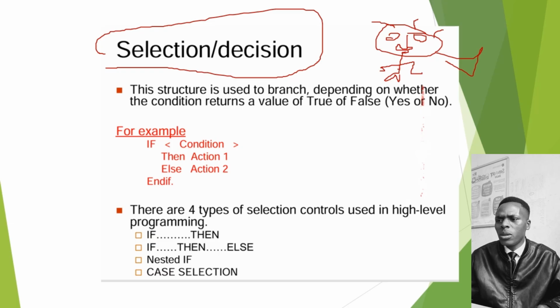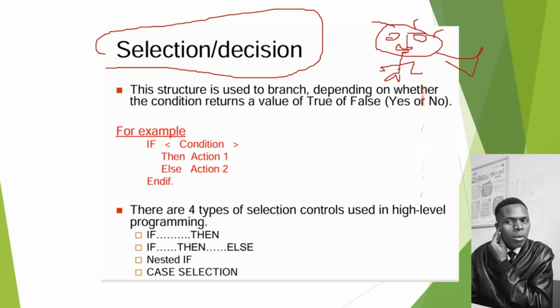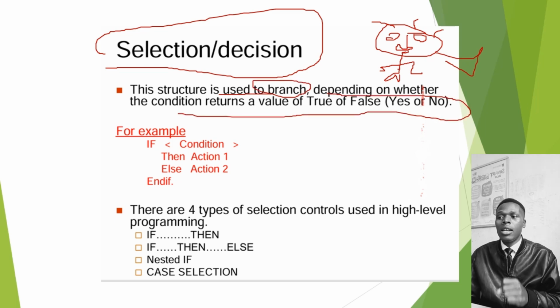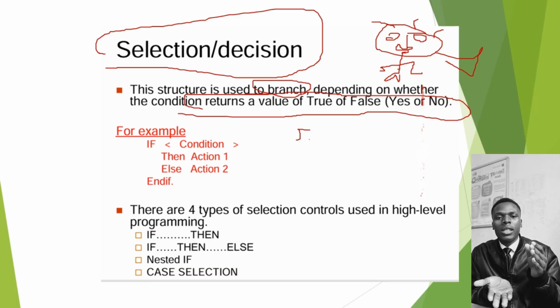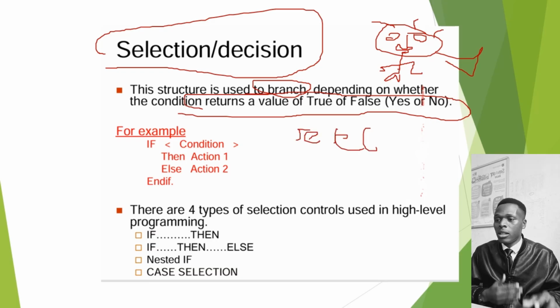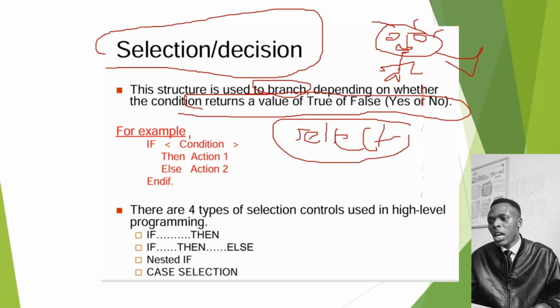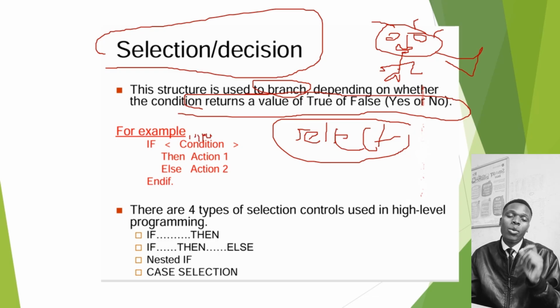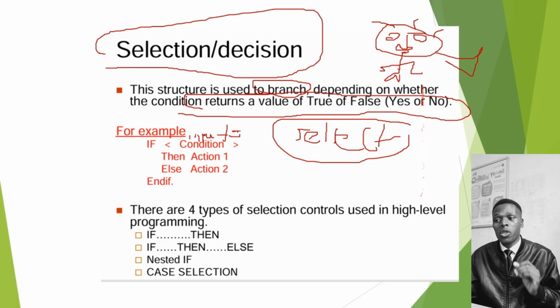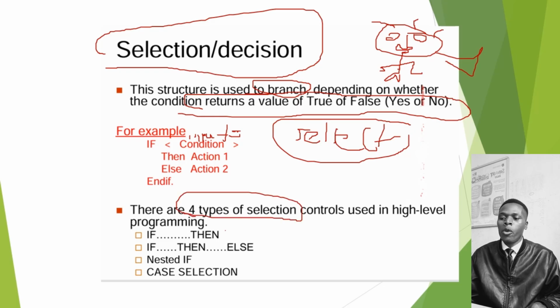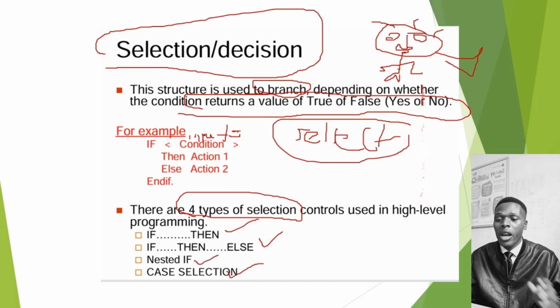So these are selection. This structure is used to branch depending on whether the condition is true or false, and that is the idea. So we are selecting a portion, like when we said if we have a condition. Let's say we are using the if statement, there's a keyword again we are supposed to use when we are using a control structure. And there are quite a number of selections. You see here the types of selection, there are 4: if then else, nested if, case selection. So here we have 4 of them.